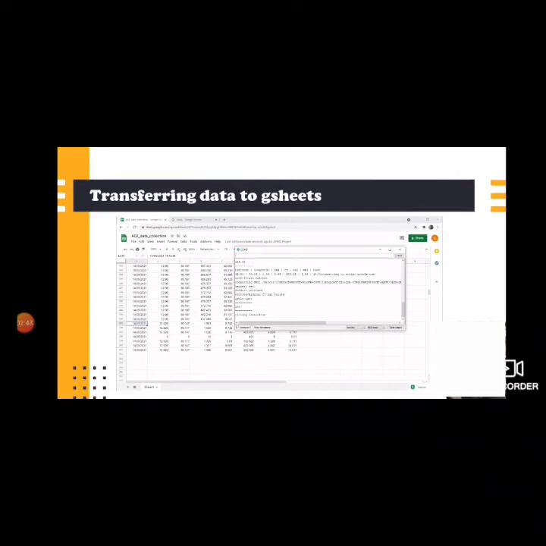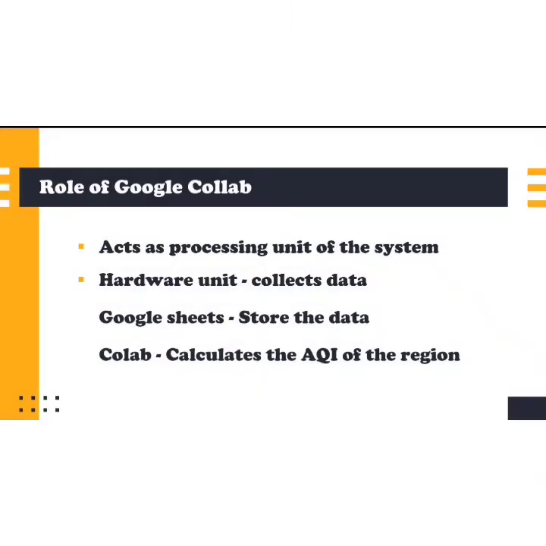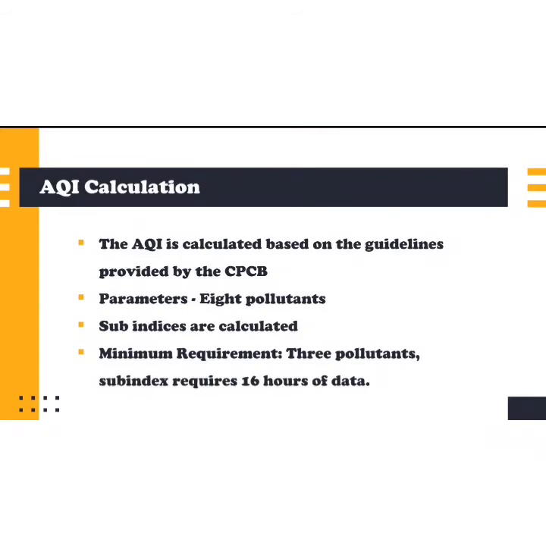And we can see that this cycle continues as long as the hardware is active. Processing the data. The Google Colab acts as the processing unit of our system. It transfers the collected data from the Google Sheets and processes it to find the AQI at a particular region. The AQI calculation followed in our system is based on the guidelines provided by the CPCB.